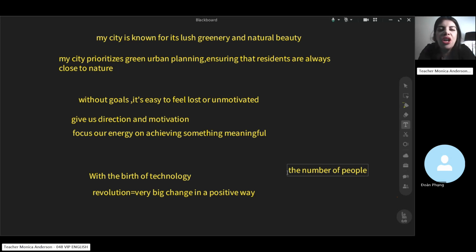So the birth of technology was a revolution in humans' lives. The number of people who access the internet all around the world and who access information online was increasing day by day. So the method and the way that people tend to study and read is totally different from the past. Of course, there are still people who tend to read printed books as before, but most people who are into reading books tend to read online sources.